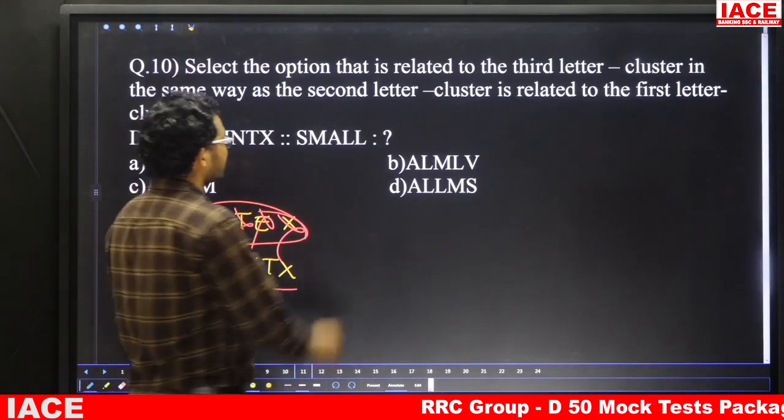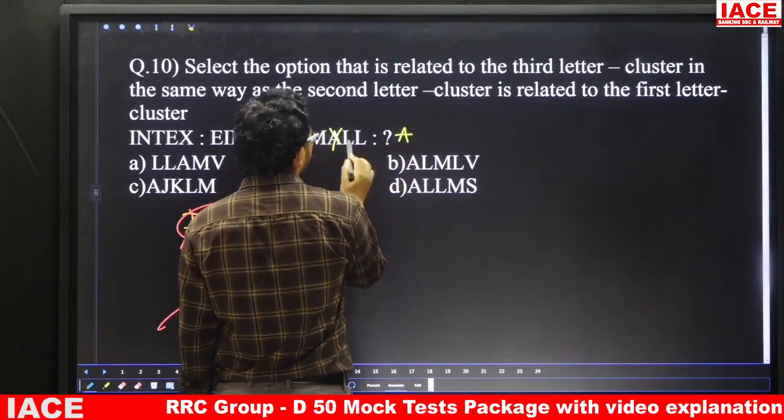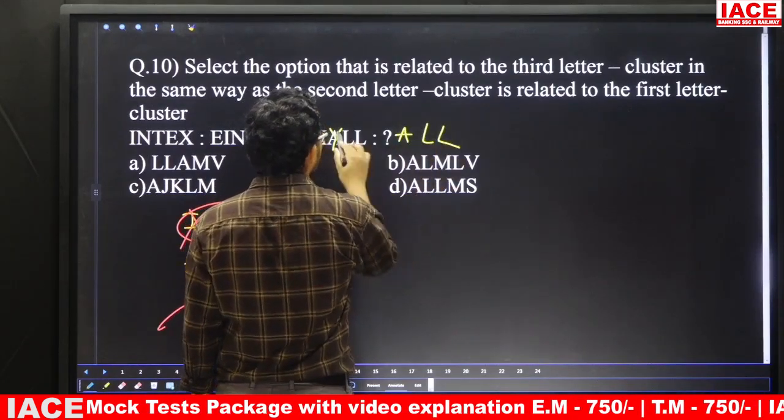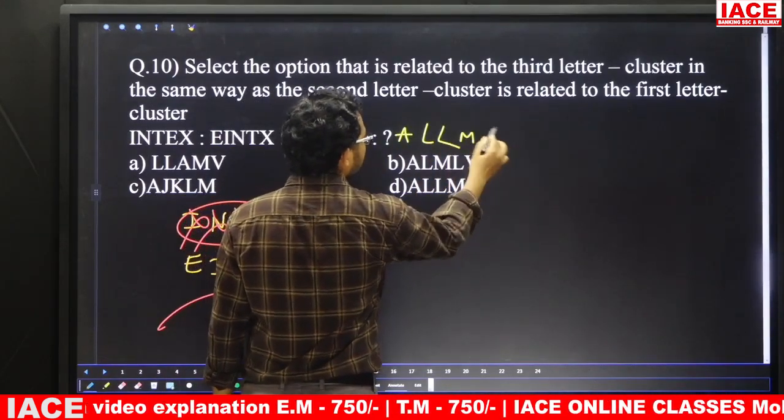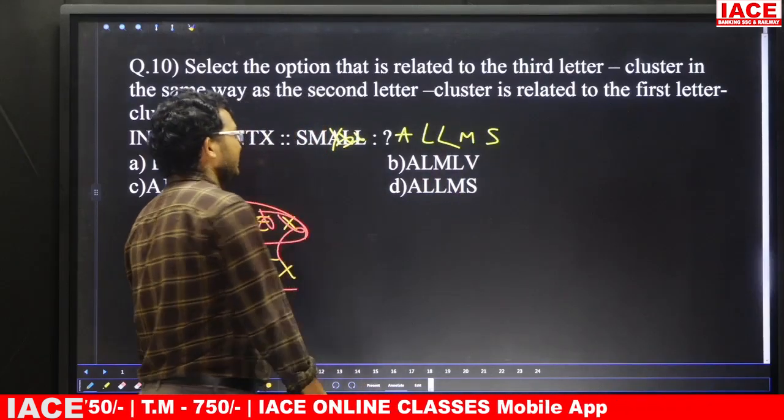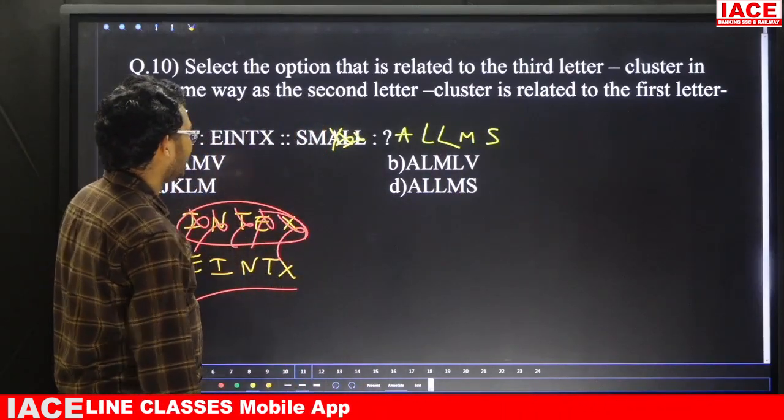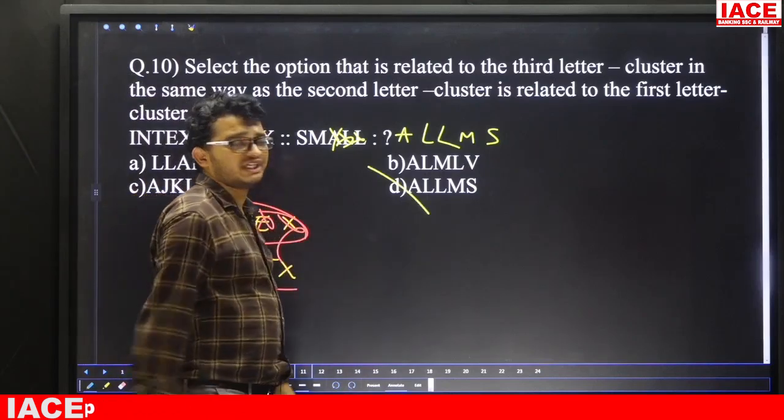So the lowest alphabet is what? Here A. After A next one L, next one L, next one is M, next one is S. So the answer is what? A L L M S. A L L M S means the answer is option D. Here the logic is what?